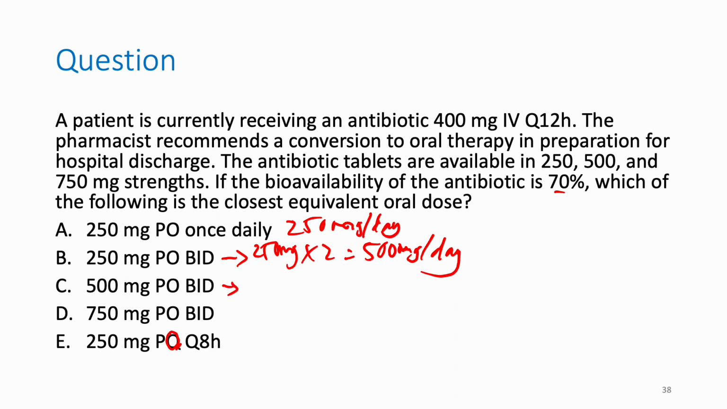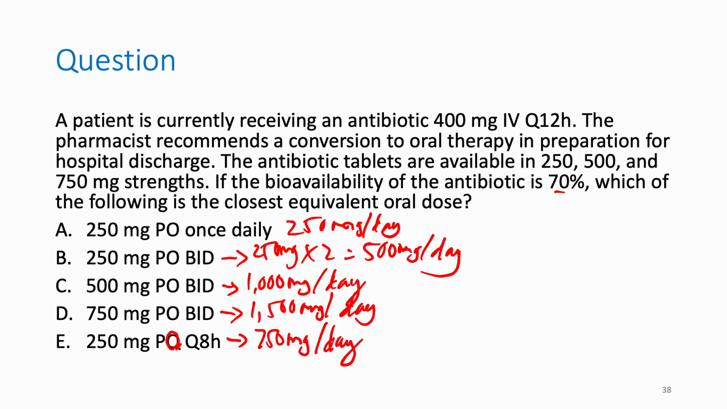This one is 1,000 milligram per day, because 500 milligram 2 times a day, and this one 700 milligram 2 times a day, then you have 1,500 milligram per day. And this one 250 milligram every 8 hours, or 3 times a day, so you will have 750 milligram per day. So when you put them together, now we look at the information you are provided.